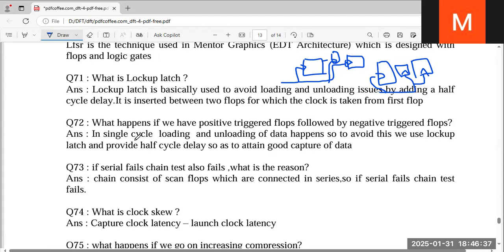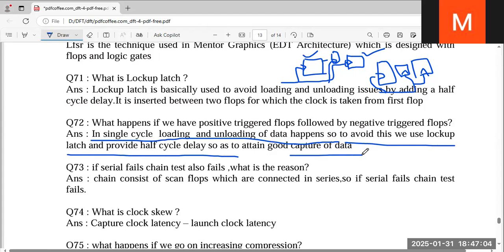Please go through it. Now, the next question is, what happens if we have a positive triggered flop followed by a negative triggered flop? In a single cycle, loading and unloading of data happens. To avoid this, we use a lockup latch and provide a half cycle delay so as to attain a good capture of data. The lockup latch can be inserted in the Q to SI path.